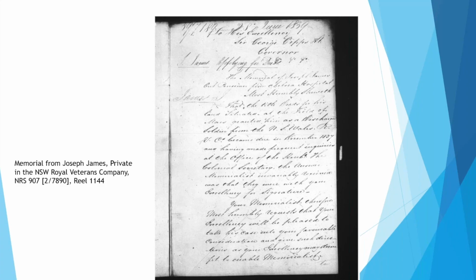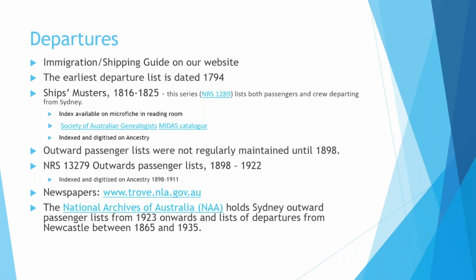Now finally, but importantly, is departures, because some people did want to leave. So again, the Immigration and Shipping Guide on our website, the earliest departure list we have is dated 1794. Again, the ship's musters, because they are passengers and crew departing. Outward passenger lists were not regularly maintained until 1898, and in fact, our main set of records, outward passenger list, is from 1898 to 1922, so not a large period of time.